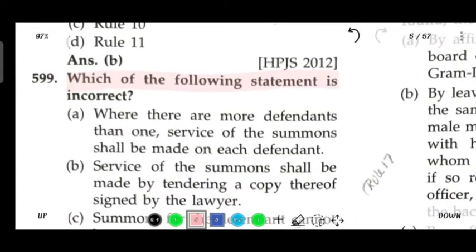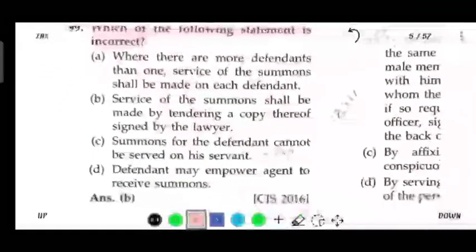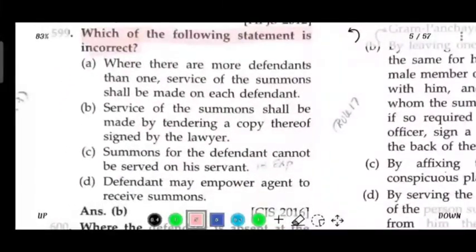Which one of the following statements is incorrect? Which one is correct?